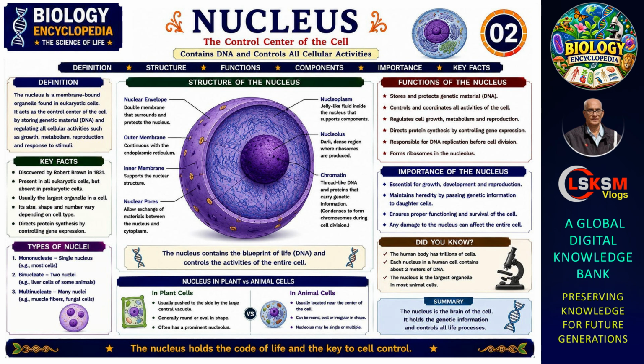2. Nucleus. The nucleus is the control center of a eukaryotic cell and contains genetic material. Learn about its structure, DNA organization, and role in controlling cellular activities.